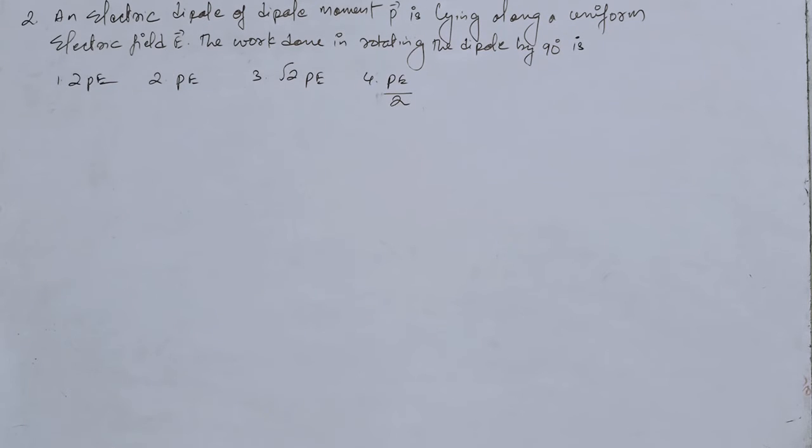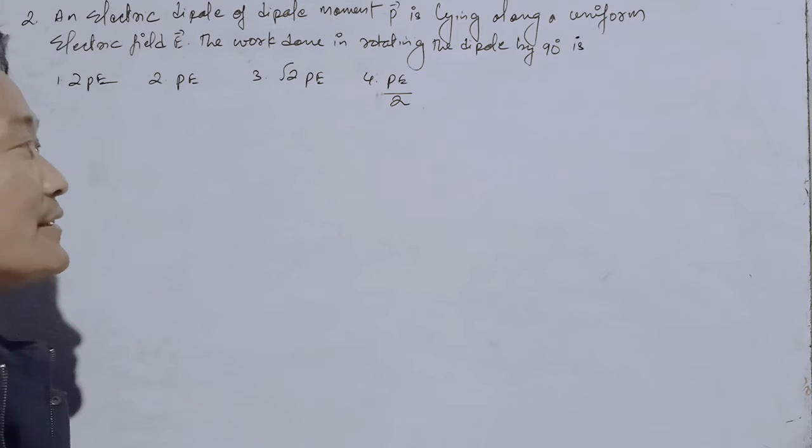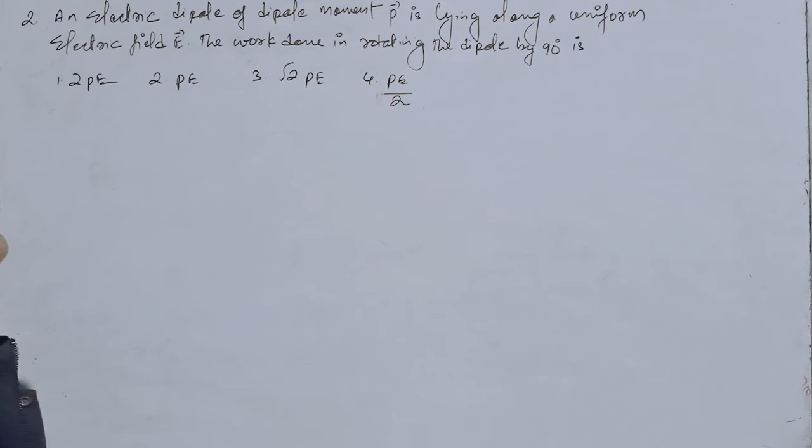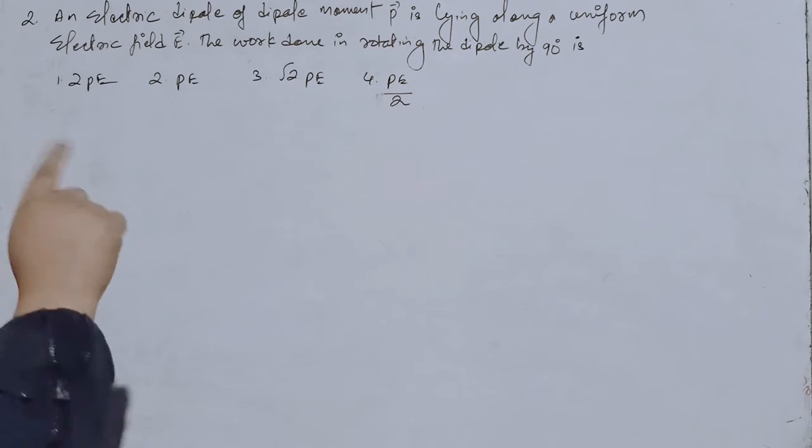Okay, now come to the next question. An electric dipole of dipole moment P is lying along a uniform electric field E. The work done in rotating the dipole through 90 degrees is asked, so we have to find it. The rotating angle is given as 90 degrees. Now see, it is the work done.